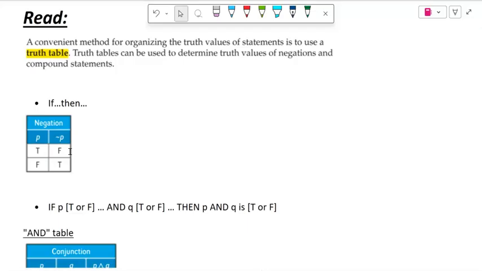Instead of having to read the compound statement and do the processing of, man, is that going to be true all the time? Is that going to be false all the time? You can look at these truth tables and get a really quick answer, which is kind of what we're trying to get to in today's lesson.